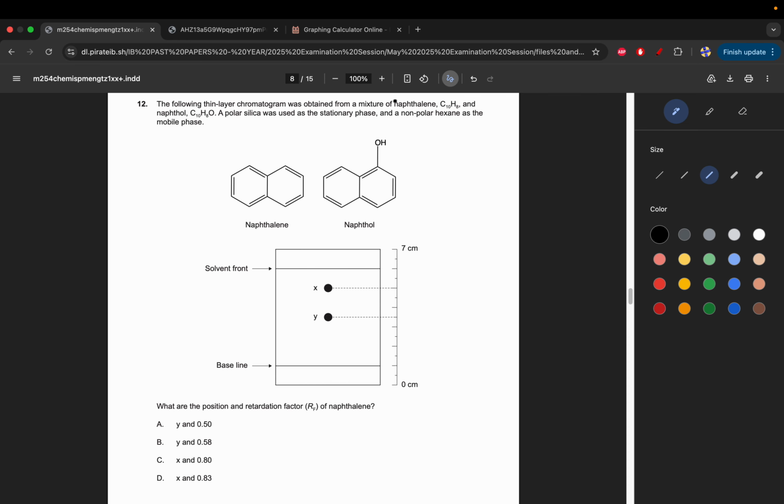Between these two, we realize that naphthol is going to be polar because of that extra oxygen, and naphthalene is nice and symmetrical and it's going to be nonpolar. So we know that naphthalene is going to be X because it has better solubility in the mobile phase. Calculating the RF value, remember that we have to start from the baseline and not the edge of the paper. So the solvent front has traveled 5 units and X has traveled 4 units. So it's 0.8 and it's going to be X.